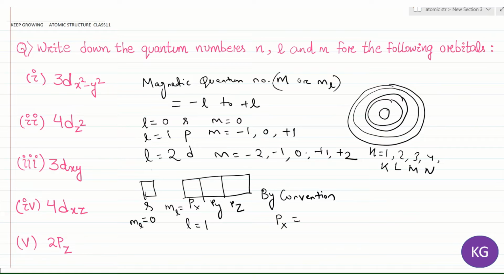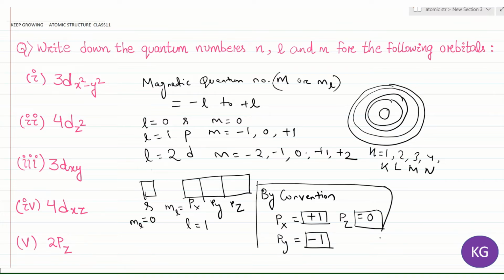By convention, px has value +1, py has value -1, and for pz it is 0. This is the value of ml. For px, the ml value is +1. For py, this is -1. For pz, this is 0. This is by convention. You have to remember it.